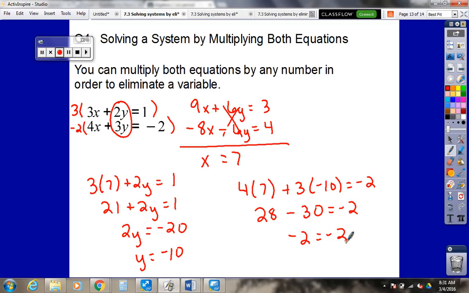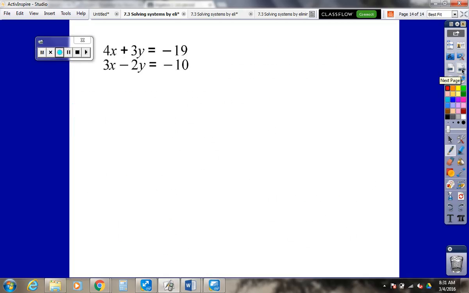Okay, take a look at the next one. I want you to think for a minute about what you could multiply those two equations by in order to get something that would cancel. So we're going to pause for just a minute. Okay, Will, what could I multiply those equations by? Top one by 2, bottom one by 3. Good. Works out the same as the other one because we happen to have a 3 and a 2 again.